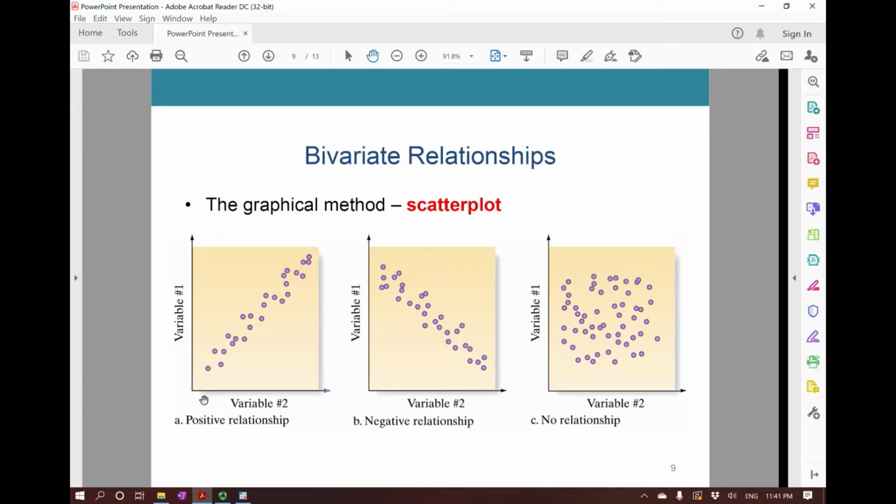One of the advantages of this graphical method of producing a scatter plot compared to looking at the correlation coefficient is that we can examine if there's any non-linear relationship. So if the plot shows some U-shape or inverse U-shape, we could probably tell that there is some non-linear relationship.